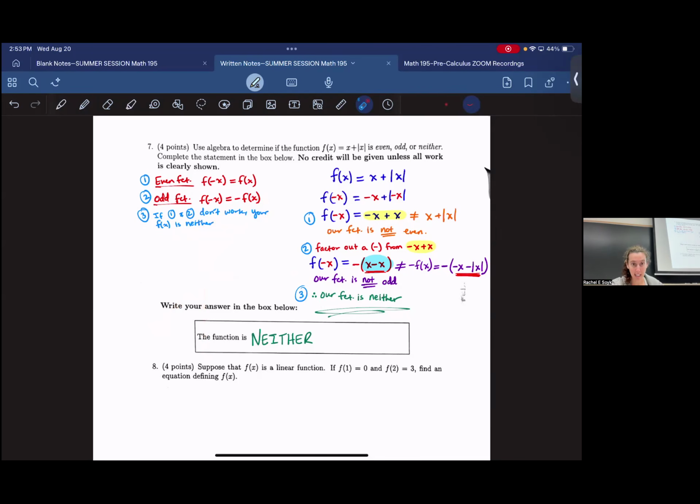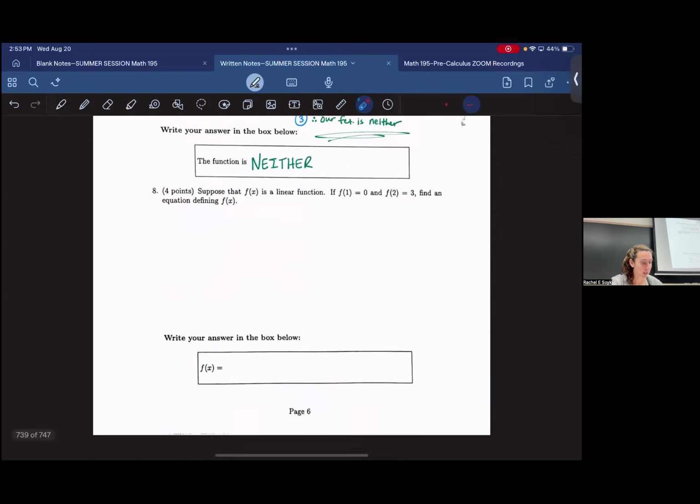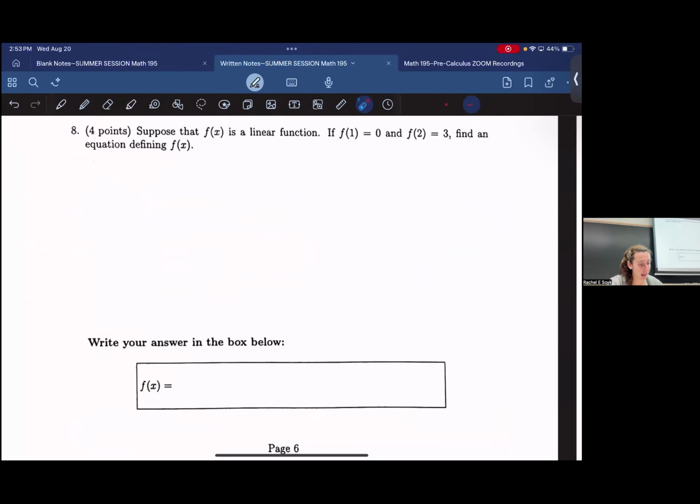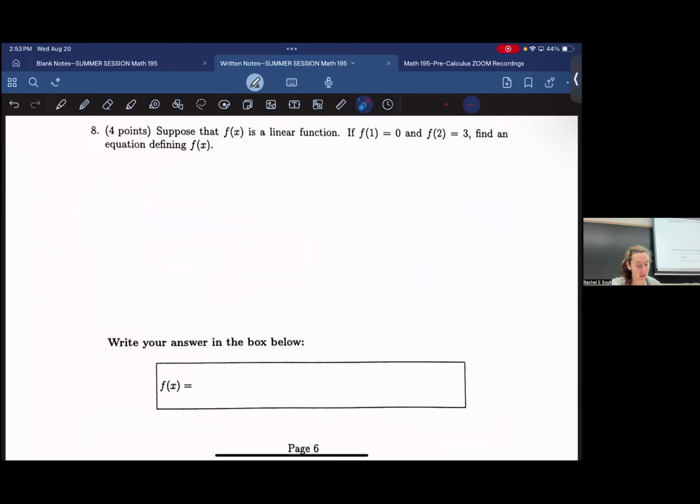Okay. Question 8. Suppose that f of x is a linear function, and we just want to find an equation of a line. Anytime you find equations of lines, think: I need a slope, and if they give me a point, I can use the point-slope formula. They give me 2 points. If it helps, we can write this in xy coordinate format. So we have (1, 0) and (2, 3).